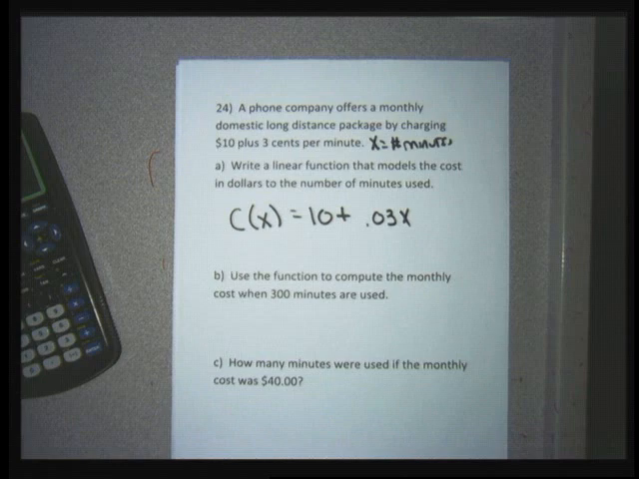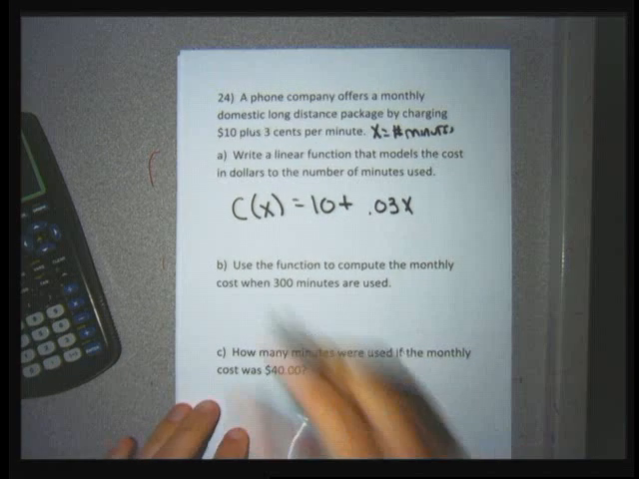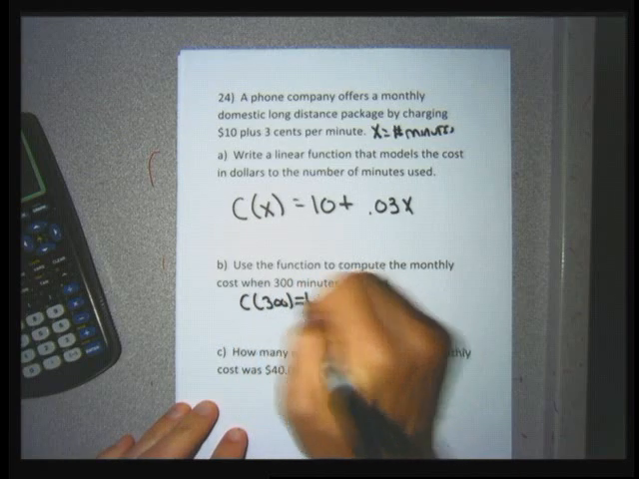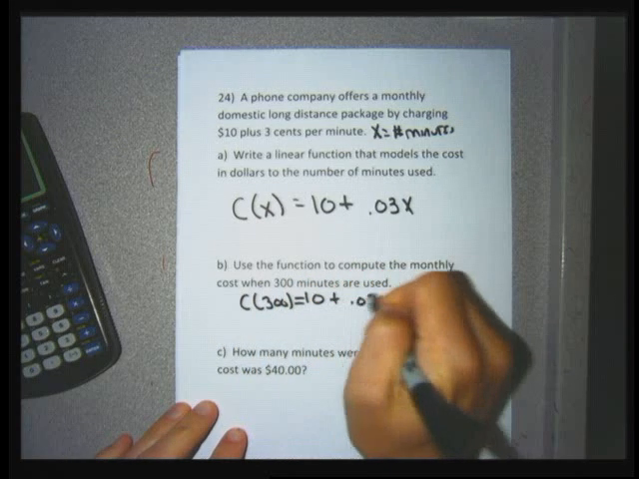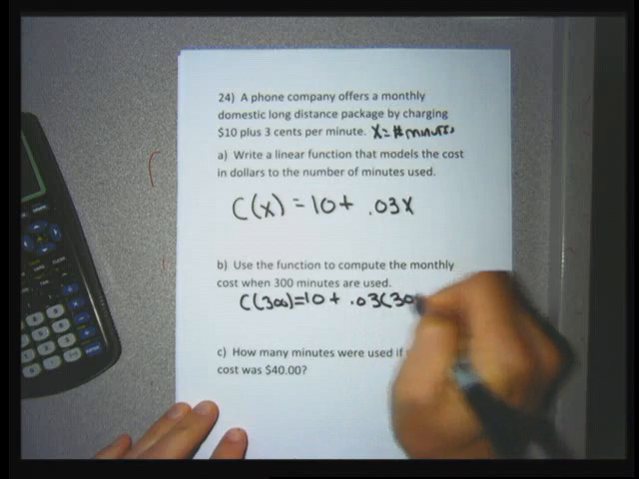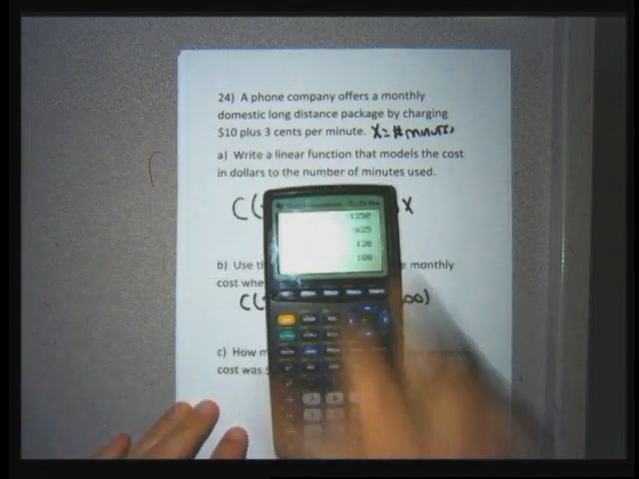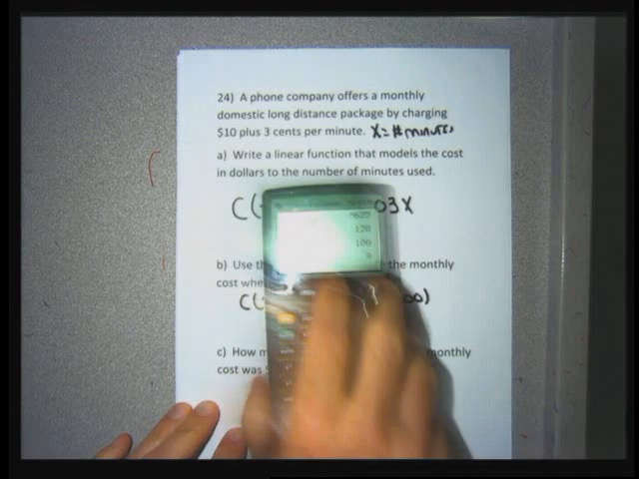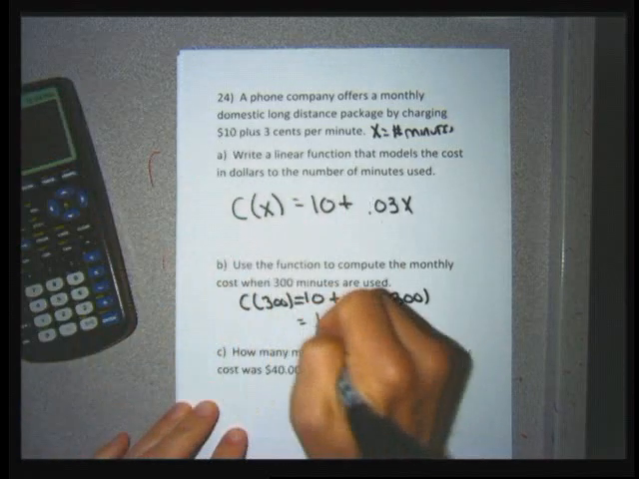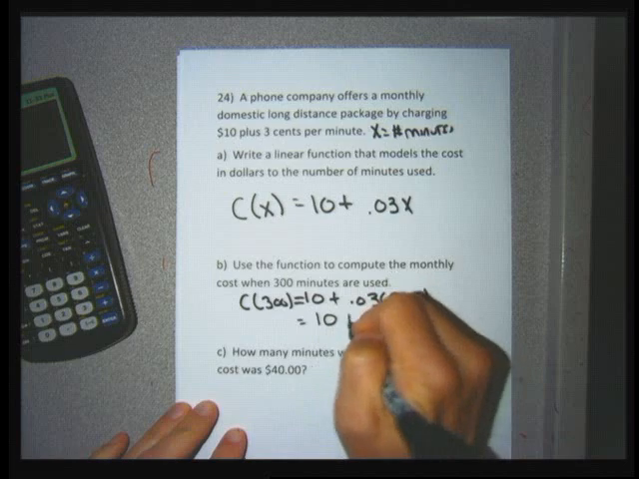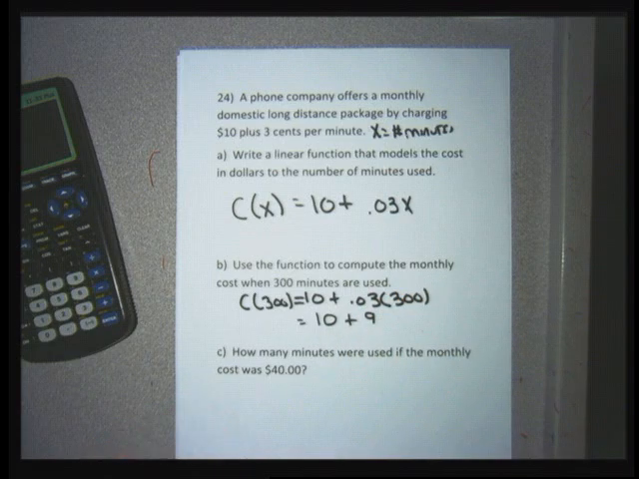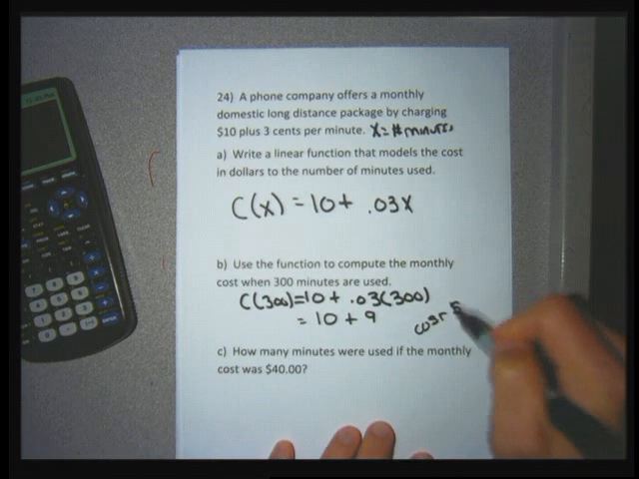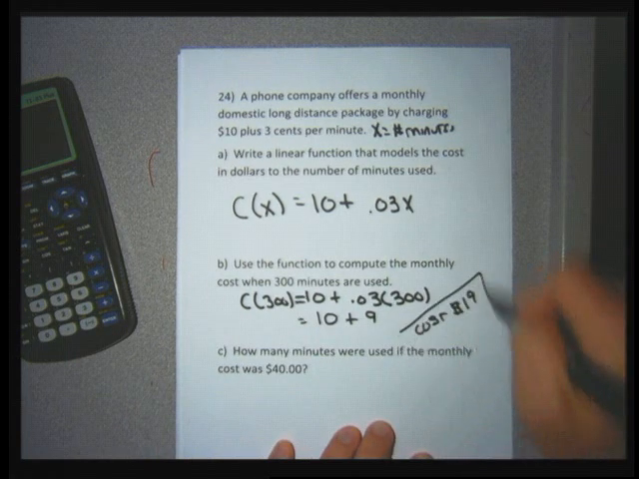Part B, if I want to find the cost for 300 minutes, the cost for 300 minutes is your monthly cost of $10 plus your minute cost of 3 cents times 300 minutes. If I do 0.03 times 300, I'm paying $9 for my minutes. So I'm paying $10 for the monthly fee. My minute charge is $9. So the cost is going to be $19.